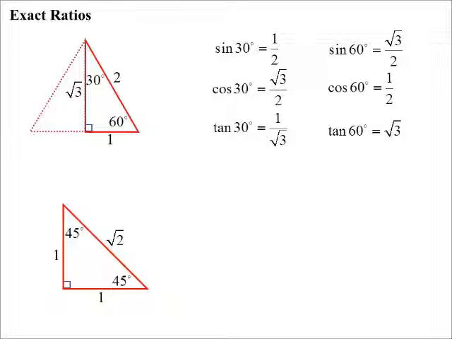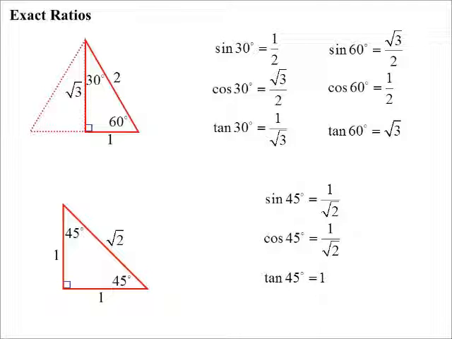Now, the 45-degree triangle. It's an isosceles triangle. We have the sides equal to 1. By Pythagoras, the other side then is root 2. And we can read off the ones for 45 degrees.